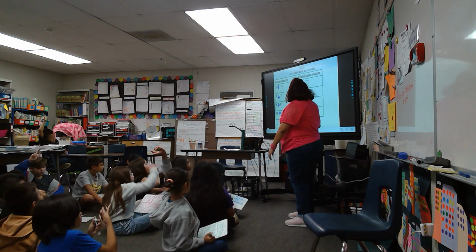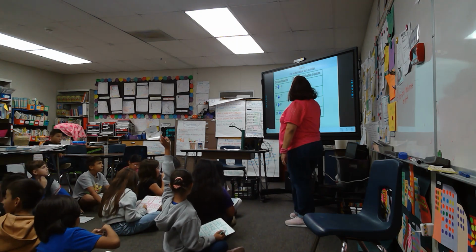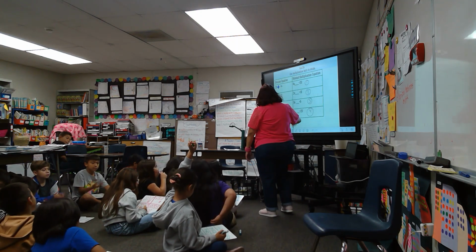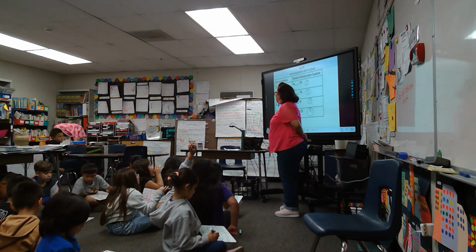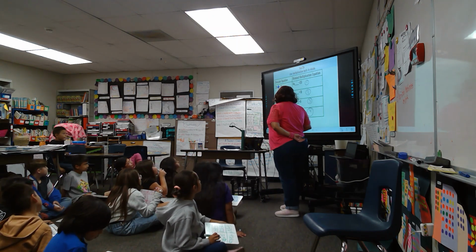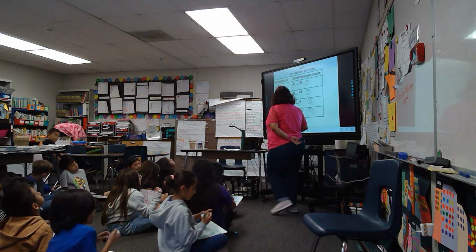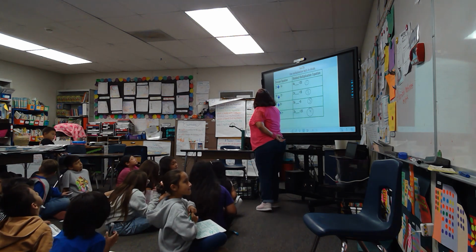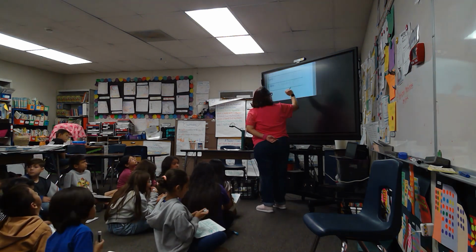Good job. Okay, Jude. So, Jude, let's do the first one. Tell me my missing factor here. 5. And how do you know that it's 5? 4 times 5 equals 20. Okay, 4 times 5 equals 20. Good job. 20 divided by 4 equals 5.